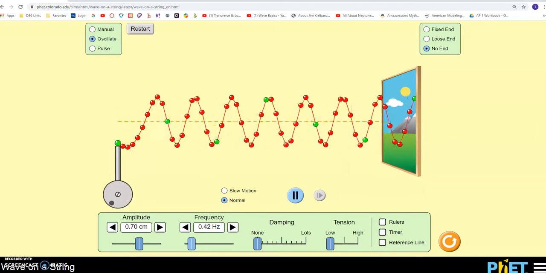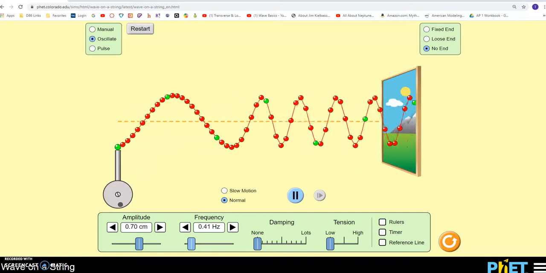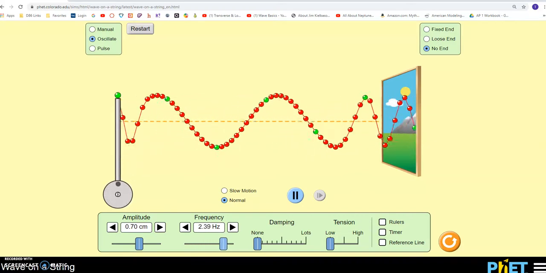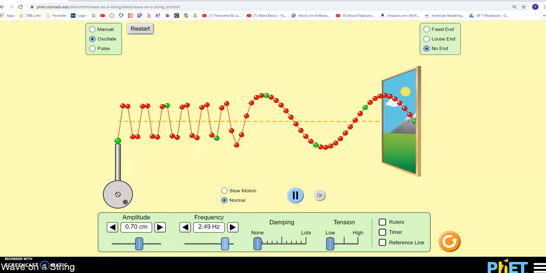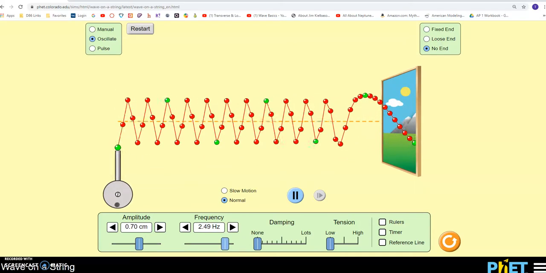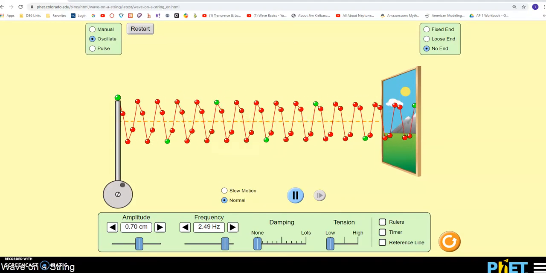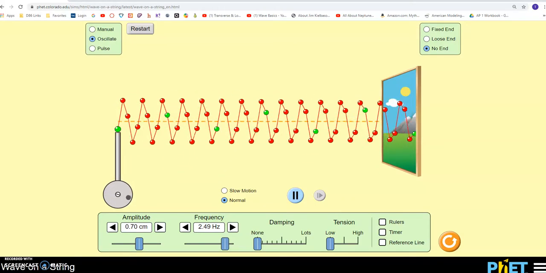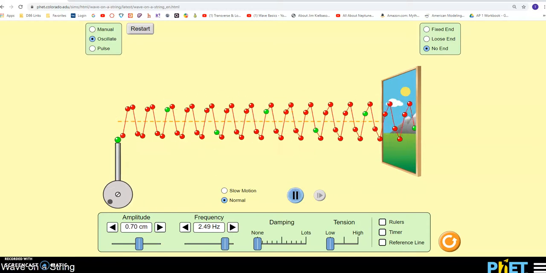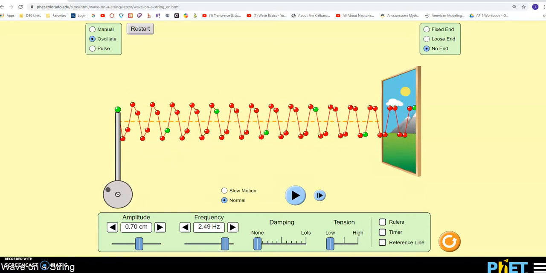So again, if I go super low frequency and you follow a crest, or if I make a super high frequency and follow those crests, the waves go at the same exact speed. So frequency does not have an effect on the speed of the wave. It's only the material or the tension.